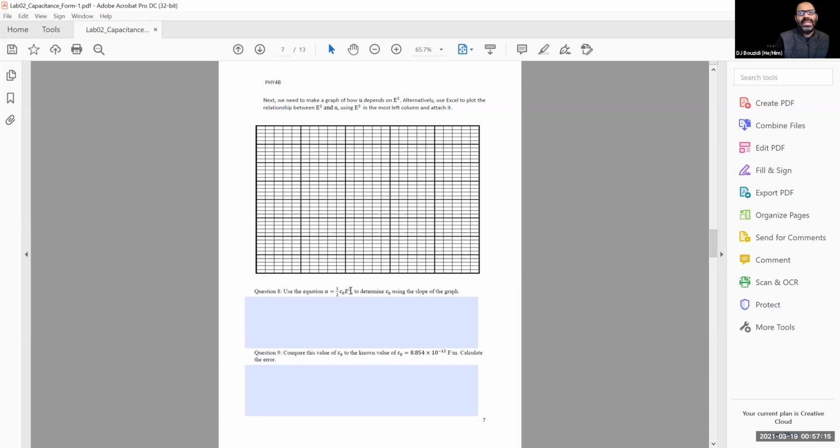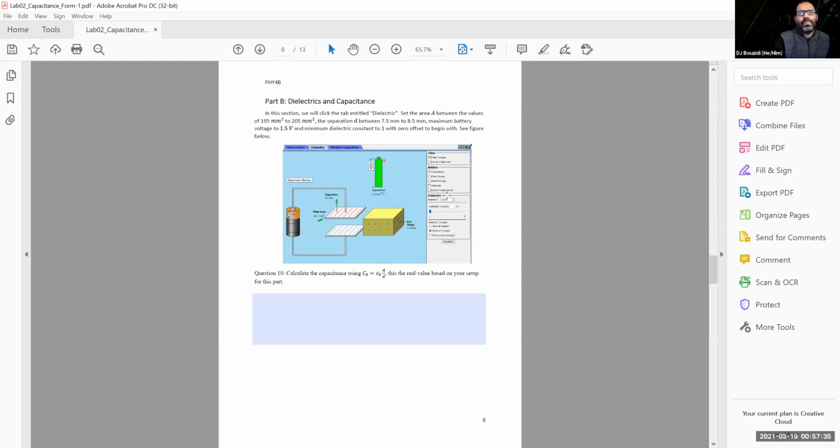And again, you're using this expression now. The slope must be epsilon naught over 2. So if you compare the slope, is it epsilon naught over 2? It's epsilon naught over 2, basically. You're going to calculate epsilon naught and compare it to the known value, similar to what we did in the previous errors. So is epsilon naught acceptable or not, okay?